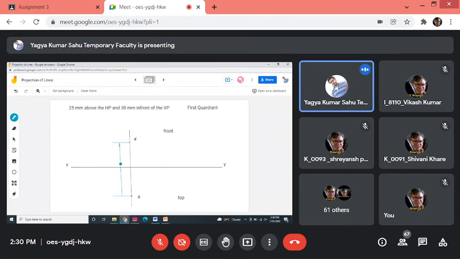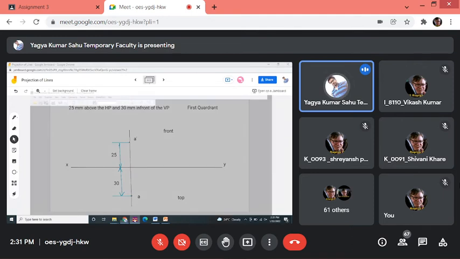Draw the arrowhead on both sides, and properly write down the dimensions. So this is 30 mm in front of VP and 25 mm above HP. That is all you have to do, okay? For point questions, first of all draw the XY reference line, then draw a projector line. Draw both projections of a single point on the same projector line, taking the distance from the horizontal plane and vertical plane. Now let us see the second example.